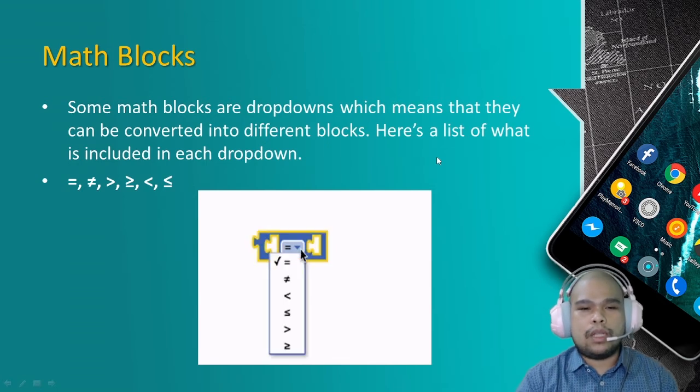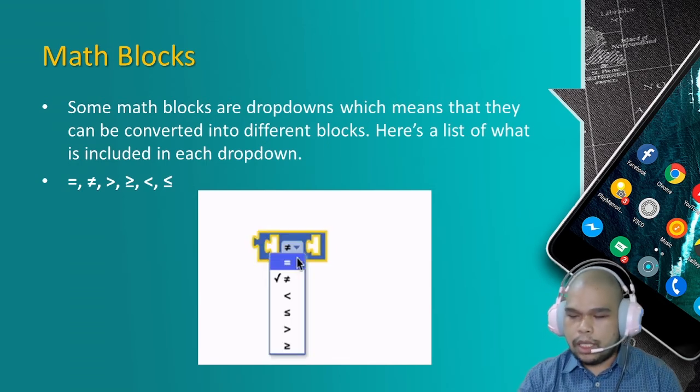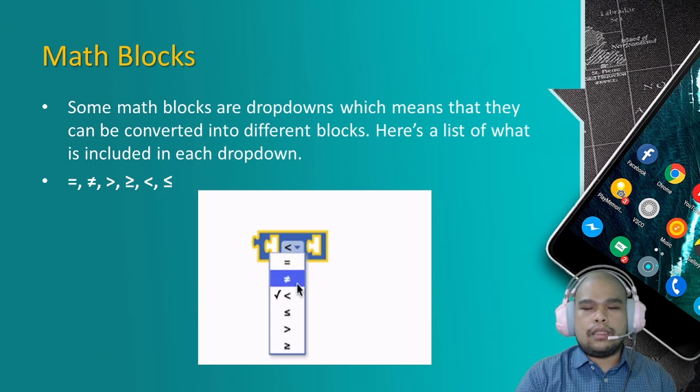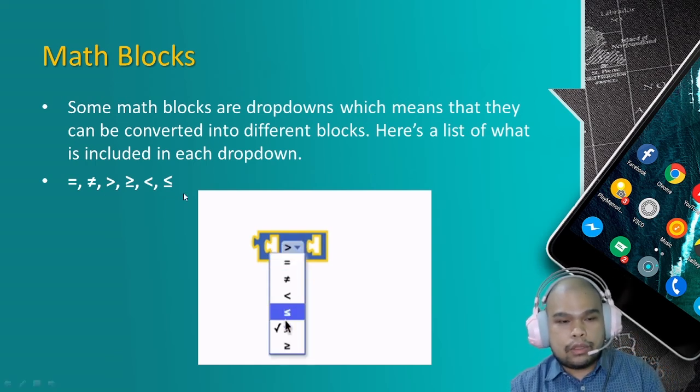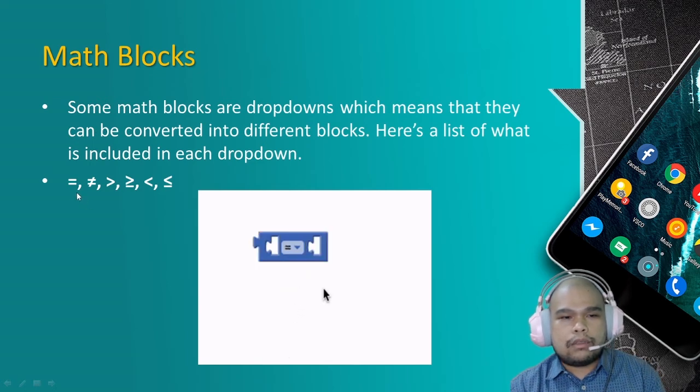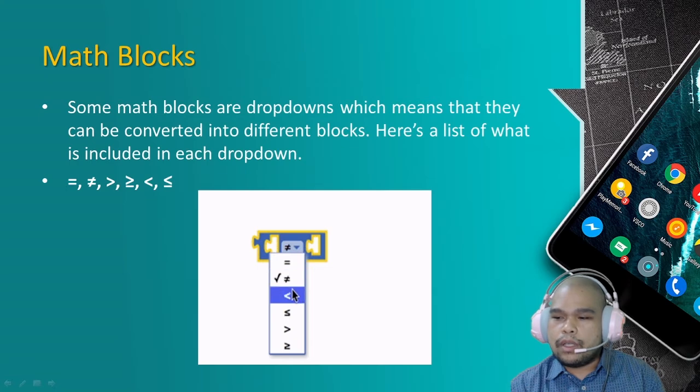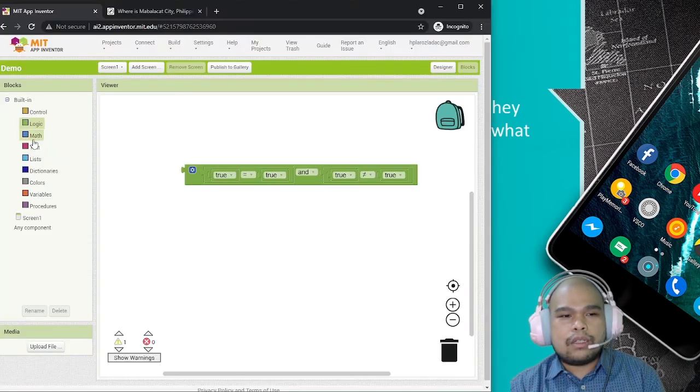Then we have your math blocks. Ito mga math blocks na to, ito yung madalas na ginagamit natin for creating our arithmetic expressions. So let's say for example, ito, so equality, not equality, less than sign, greater than sign, no? So this is similar dun sa ginawa natin kanina. So let's say for example, under math, ayan siya.